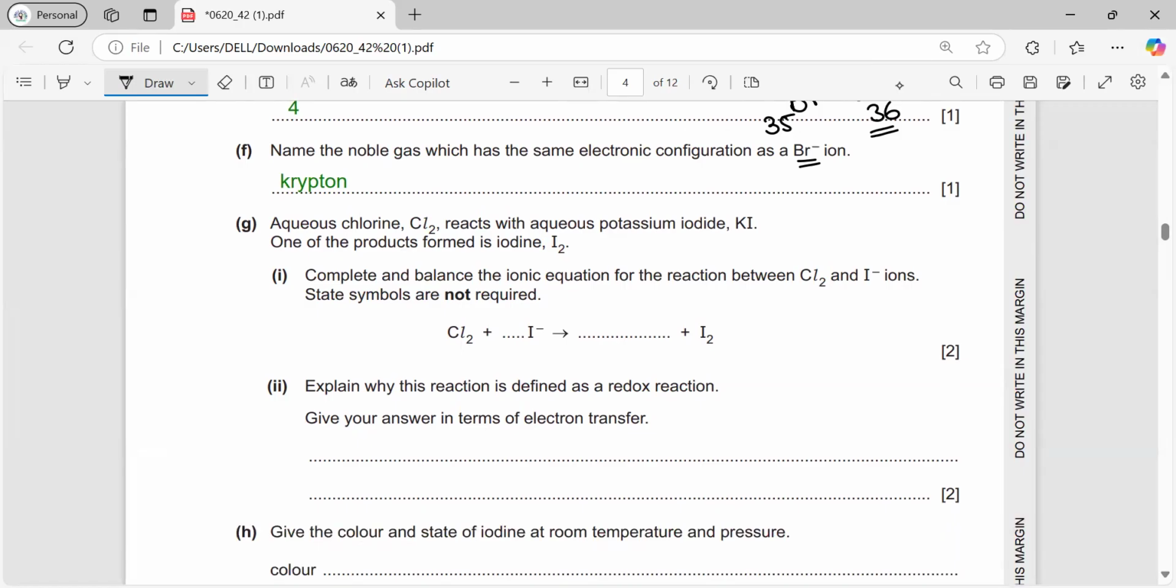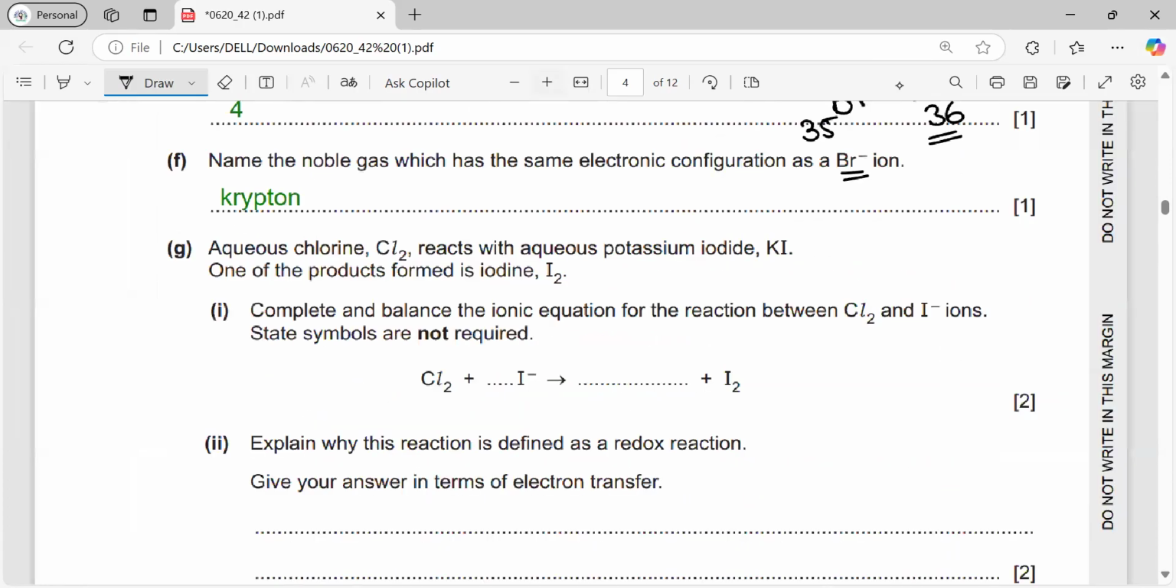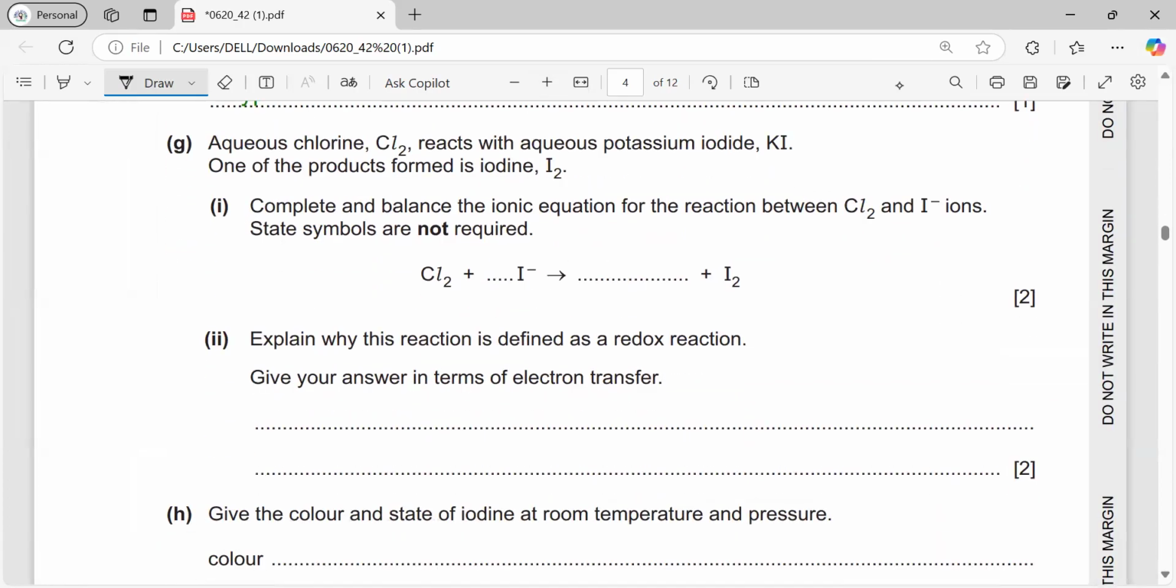Aqueous chlorine reacts with aqueous potassium iodide. One of the products formed is iodine. Complete and balance the ionic equation for the reaction between chlorine and iodide ions. State symbols are not required. Now, as this is a displacement reaction, the chlorine molecule becomes chloride ion, Cl negative. And to balance, we'll write 2 and 2 here.